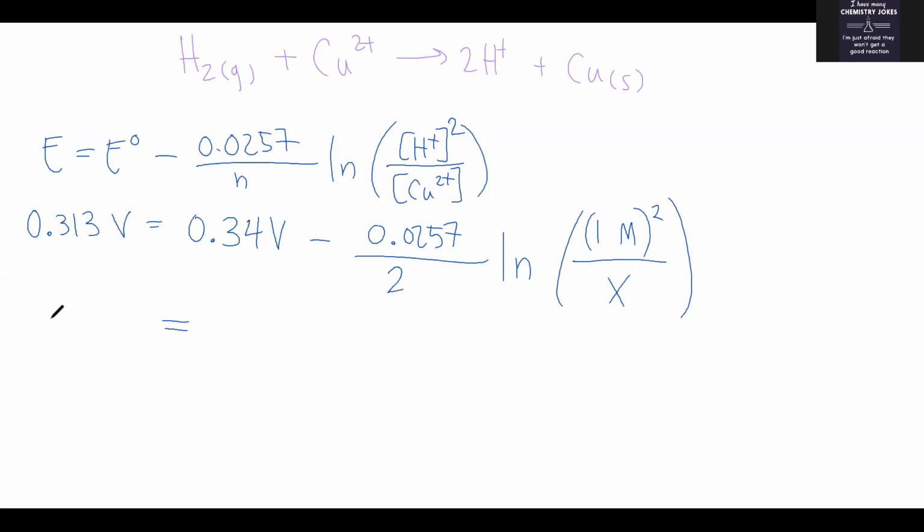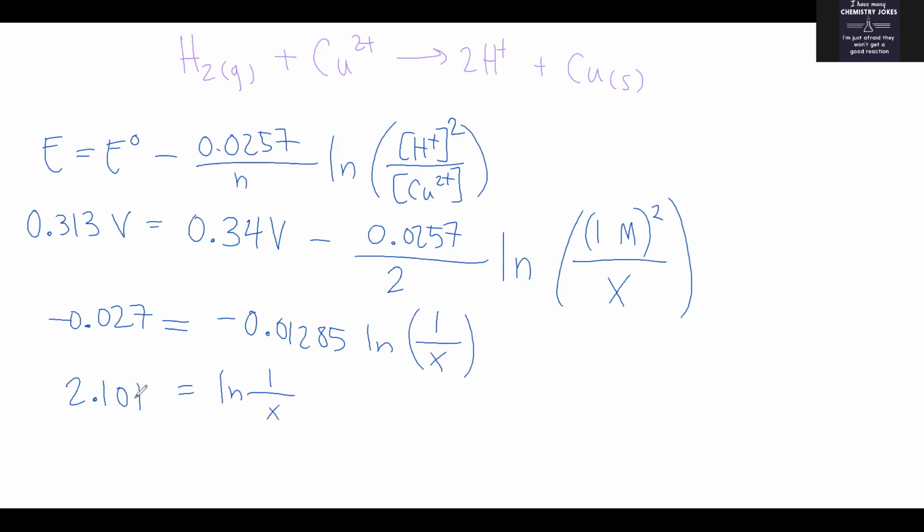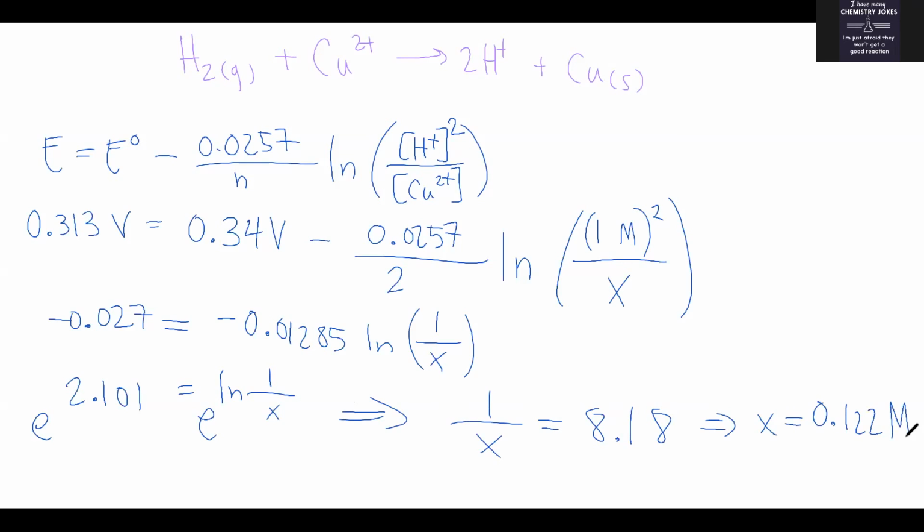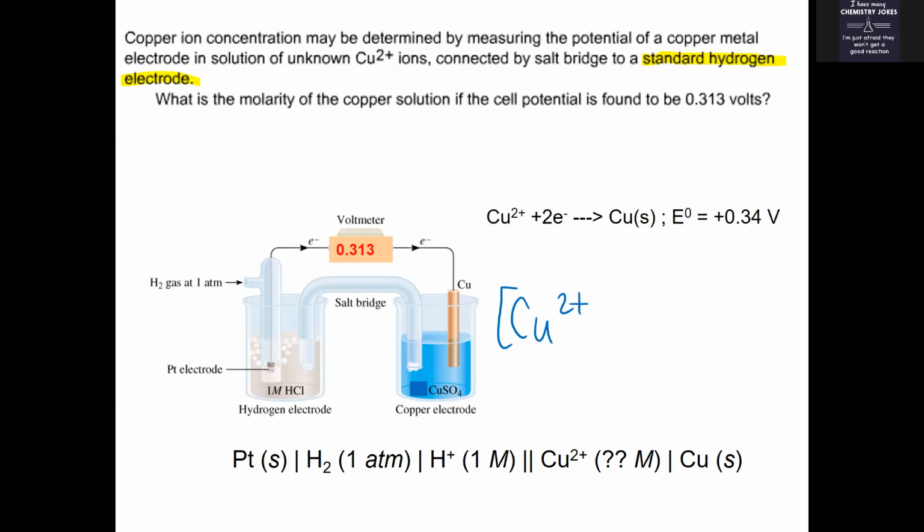You may not want me to, but if I walk through the math details, negative 0.027 equals negative 0.01285 ln of 1 over X. Ln of 1 over X equals 2.101. E to the both sides, I get 1 over X equals 8.18. So X equals 0.122 molar. If we go back to our original, we found our copper concentration to be 0.122 molar.